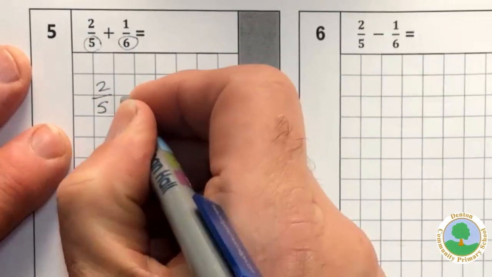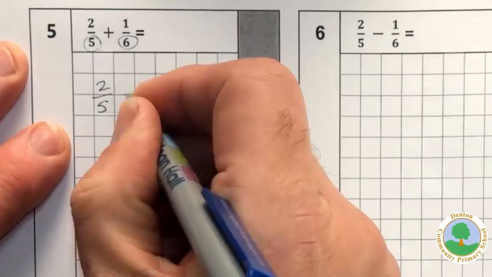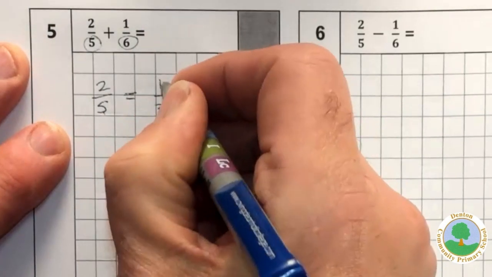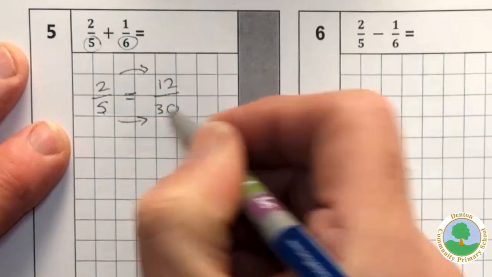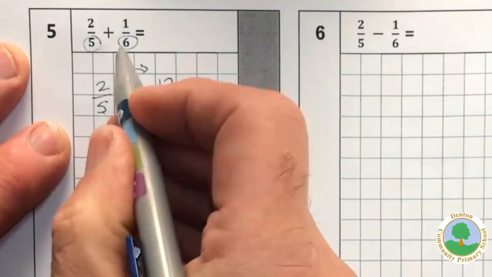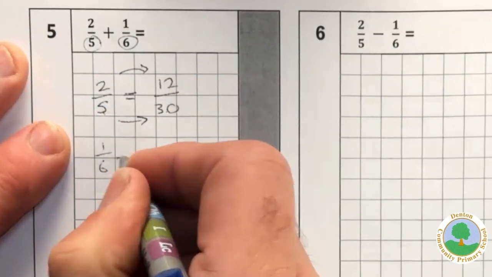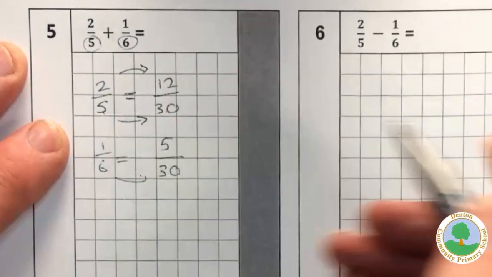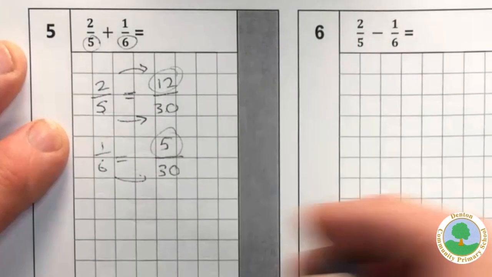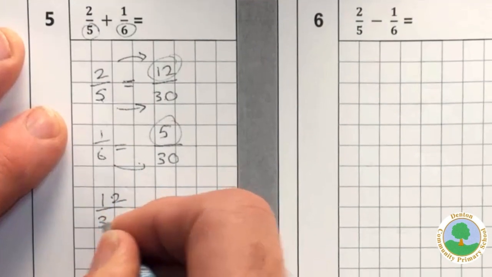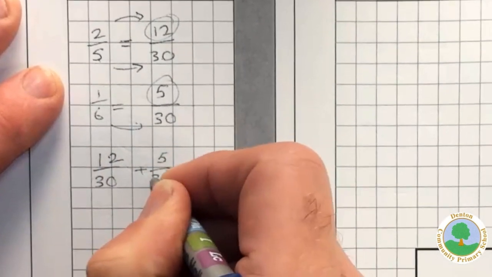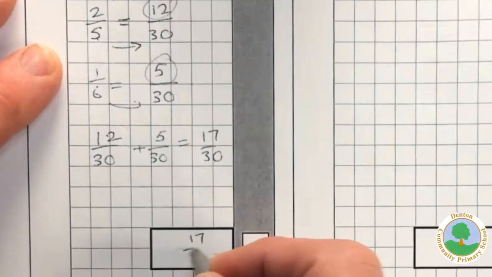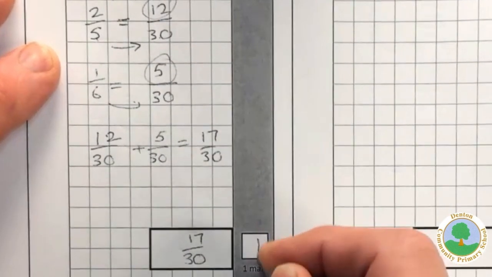Usual method. 2/5 is how many 30ths? Well, 5 times 6, so 2 times 6, 12. If you want to do the little times 6 arrows, you can. And then let's see what 1/6 is in 30ths. Well, that's going to be times 5, so times 5 again. And there we go. So I've got 12 30ths and 5 30ths. 12 30ths plus 5 30ths is 17 30ths. And there is our first answer, a mark.